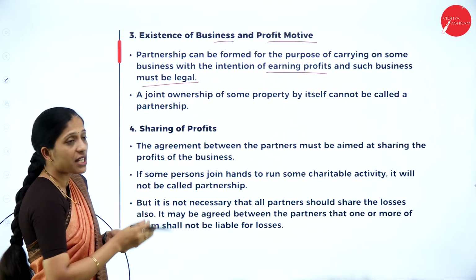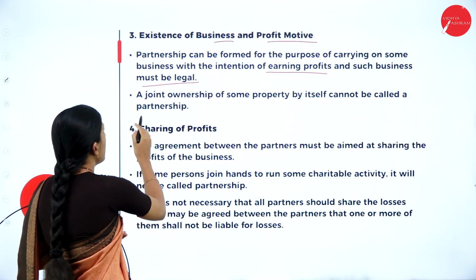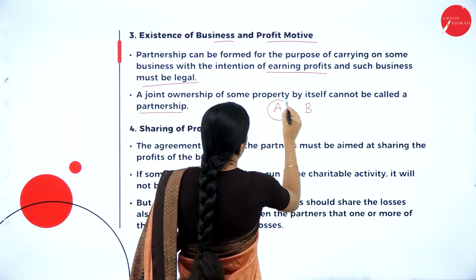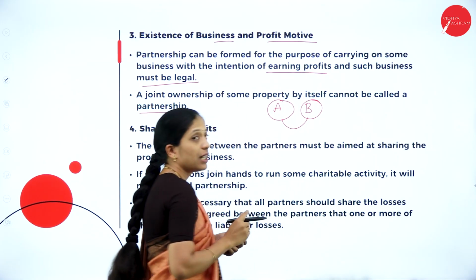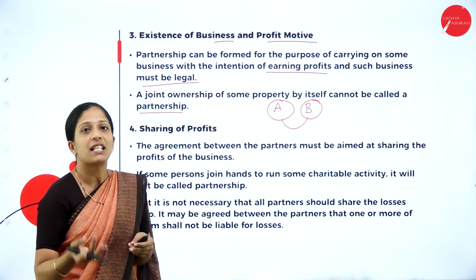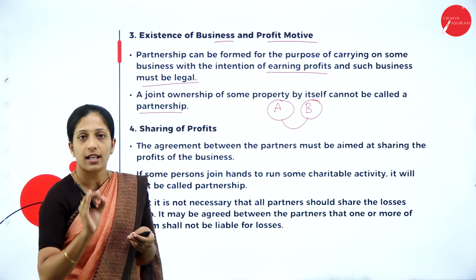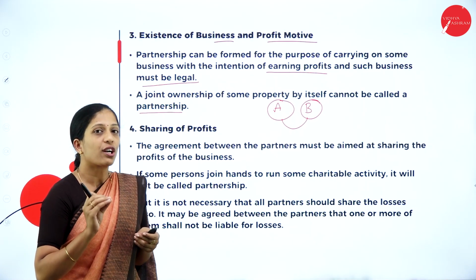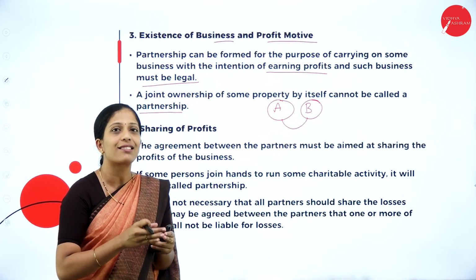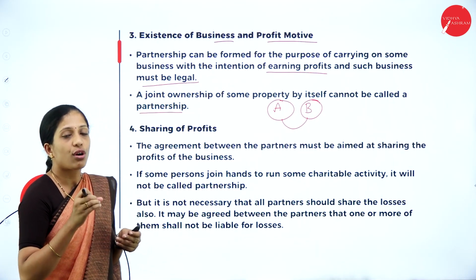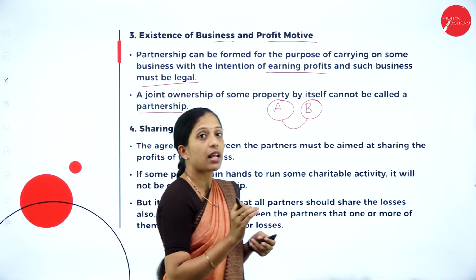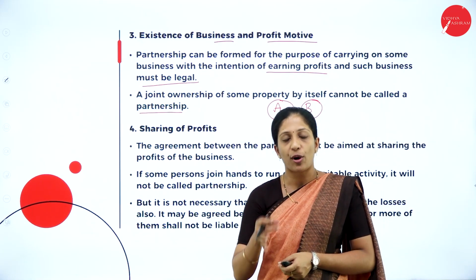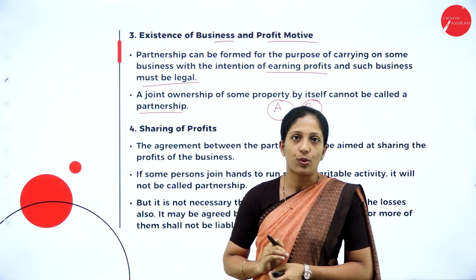A joint ownership of some property by itself cannot be called a partnership. For example, if A and B join together and purchase a property, and the property is not used for business activity, then it is not called a partnership firm. They are the joint owners of that particular property. Hope you are clear about the difference between joint owners and partnership. It is called a partnership only if they undertake business activity in that property and the main motive is to earn profit. Then it is considered as what? Partnership.